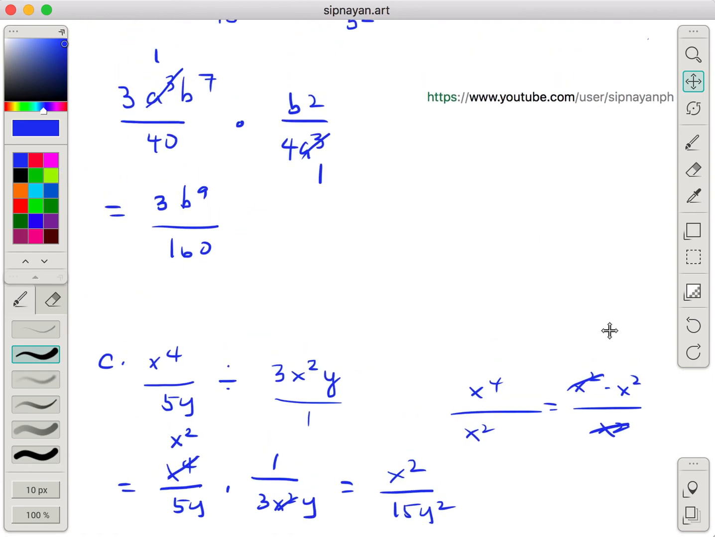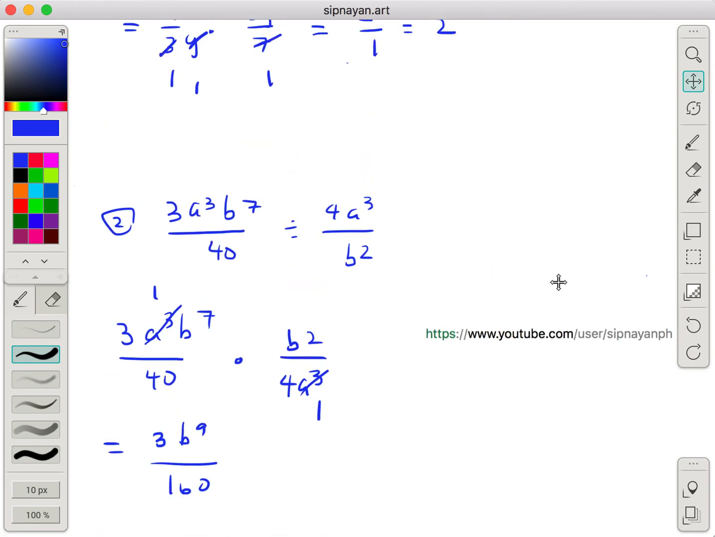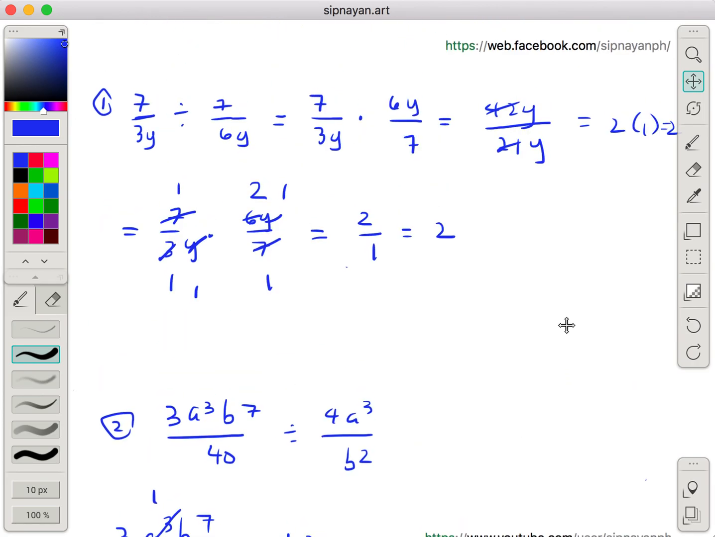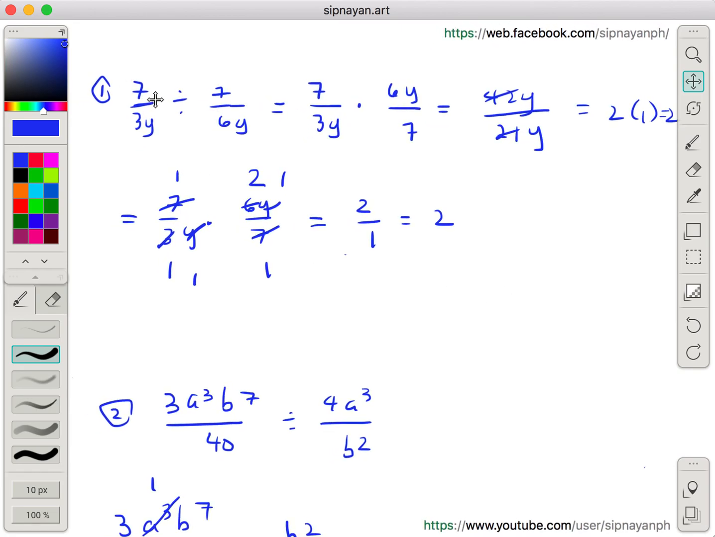Kung mapapansin nyo, puro halos monomials yung mga numerator and denominator ng ating mga examples. So in the next video, ang gagawin natin is medyo konting upgrade sa ating mga given. Pwede natin lagyan ng mga polynomials yung mga numerator and denominator ng rational expressions. So that's it for this video.